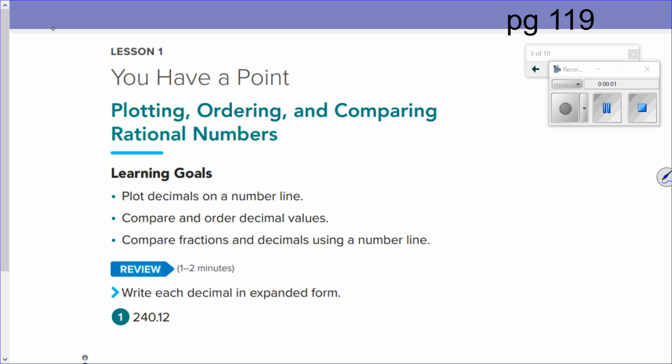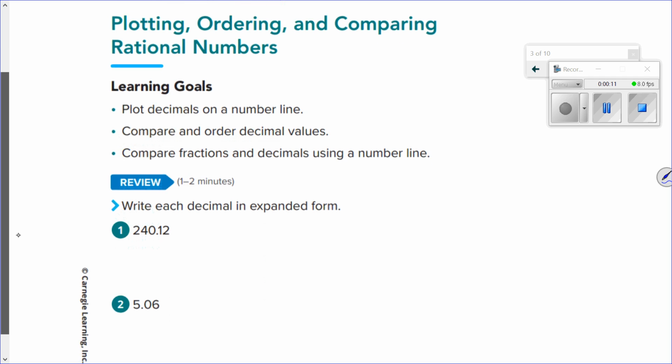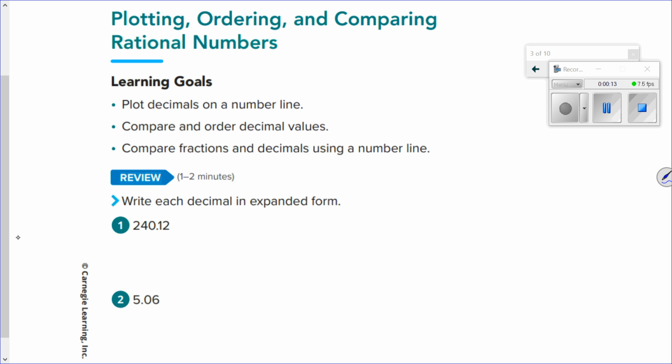and putting them in order, comparing them to one another. So this will be our first introduction. We're going to be doing a lot more work with decimals over the next couple of weeks. For today, we're going to be looking at plotting the decimals on a number line, comparing and ordering decimal values, and comparing fractions and decimals using a number line. But in order to get you there, let's go ahead and start with the review.